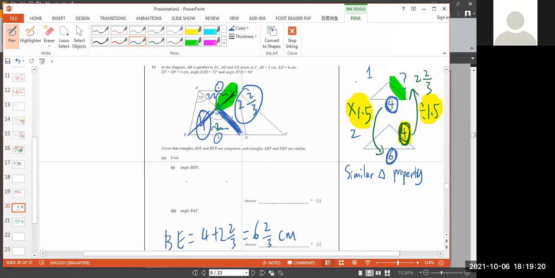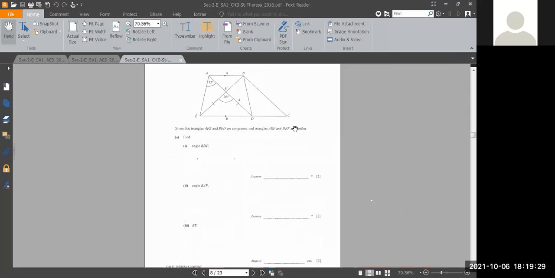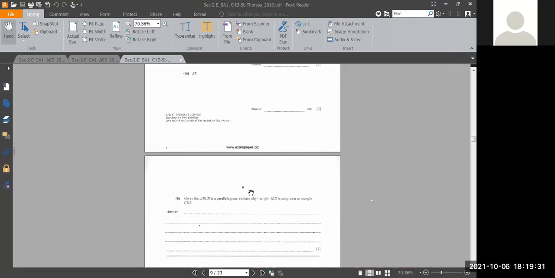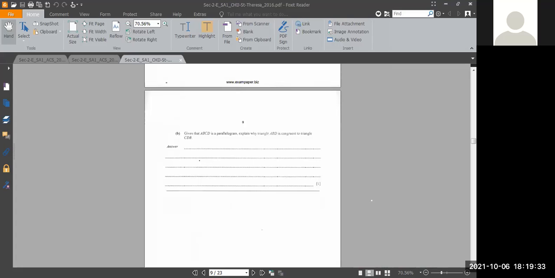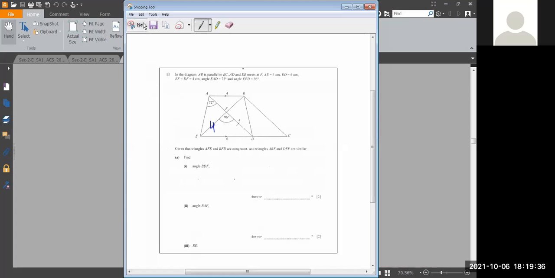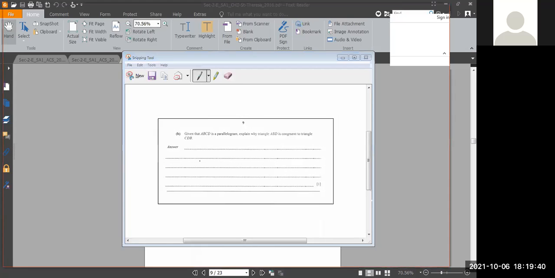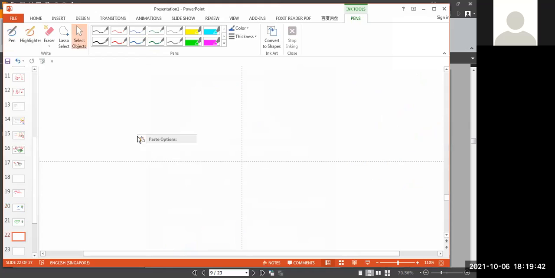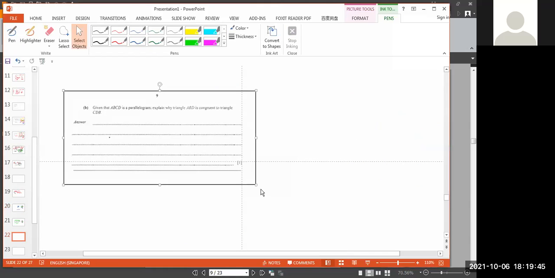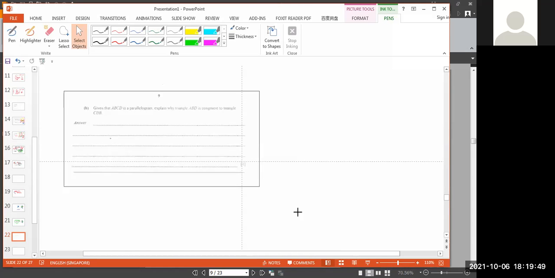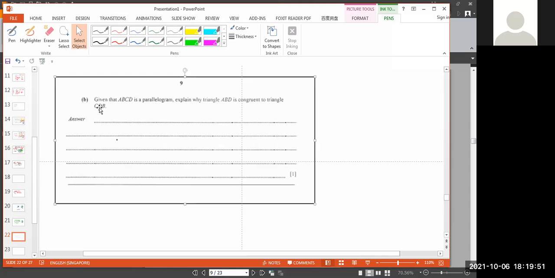Good. So last question means the last part, which is explain. So do you know how to explain? No, I did not. Okay, let's take a look together. So what I say, it says given that ABCD is a parallelogram. So I explain why this is congruent, ABD and then CDB.